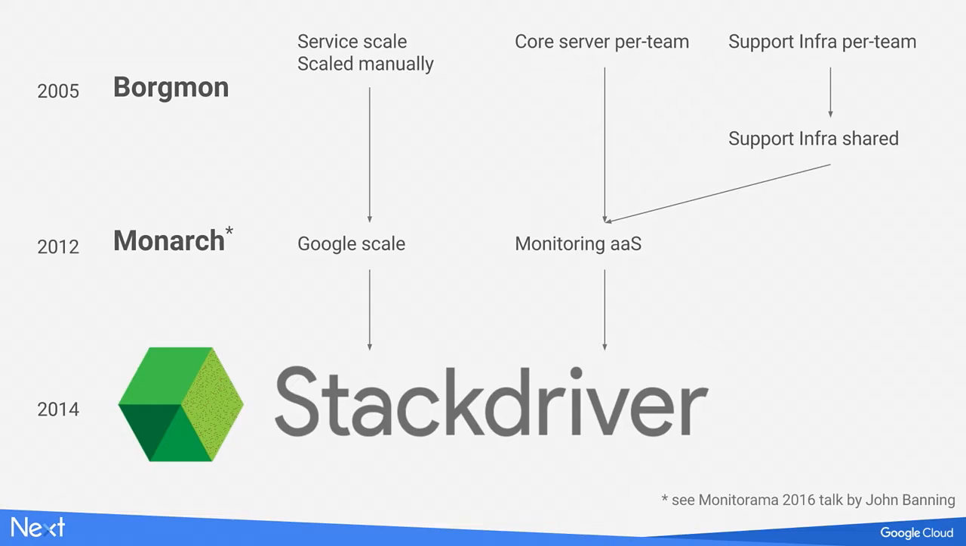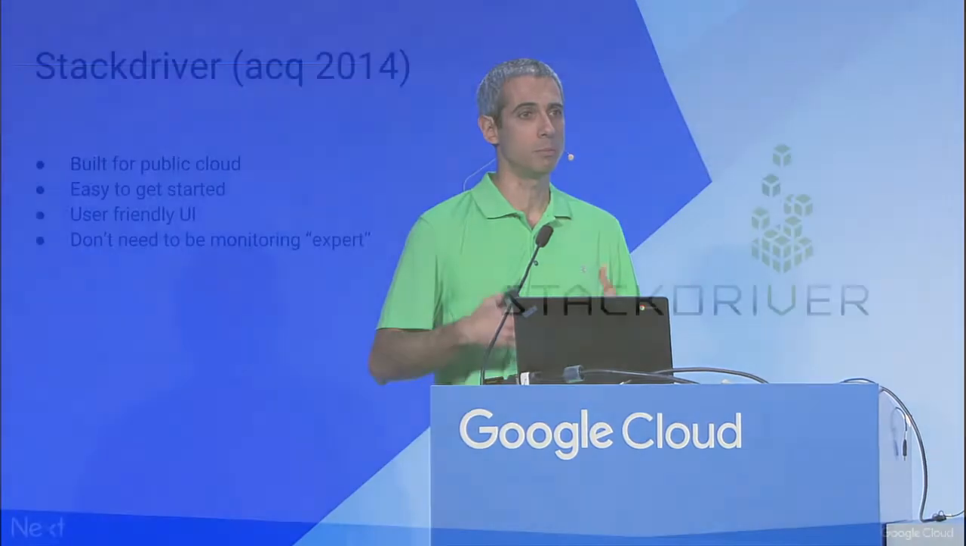So in 2014, we acquired Stackdriver. And I want to emphasize that Stackdriver is a natural evolution to our cloud users. It does not replace what we've been using for years at Google. Instead, it runs on top of Monarch and on top of our alert management system. And it uses the years of experience of running services at scale. But Stackdriver is geared solely towards users of the cloud.